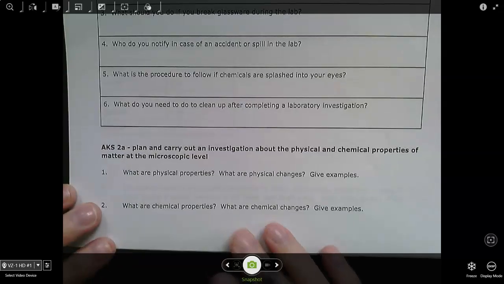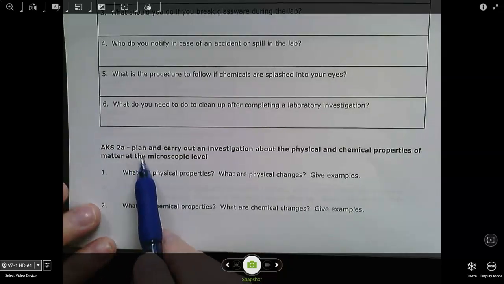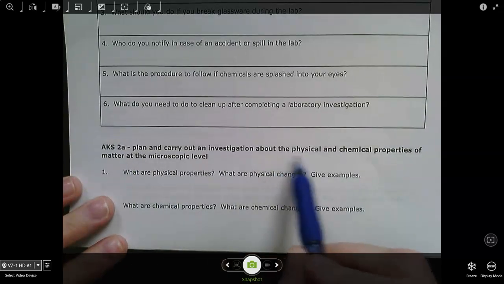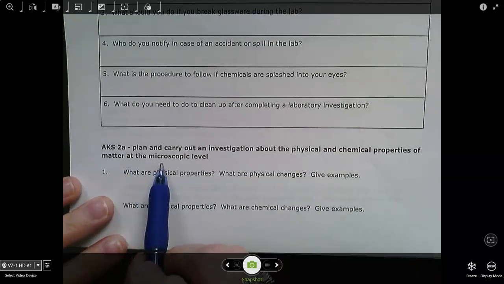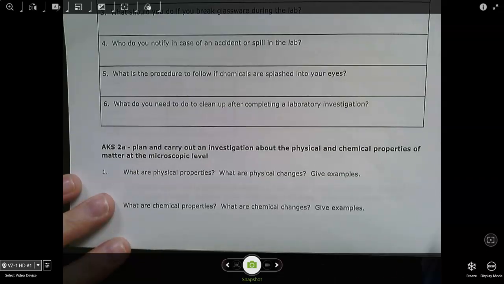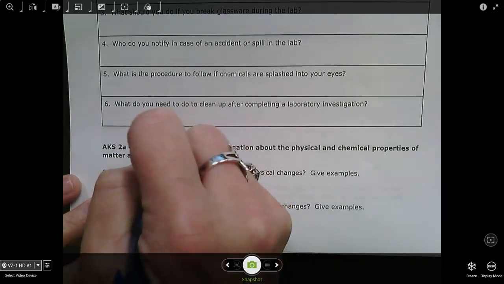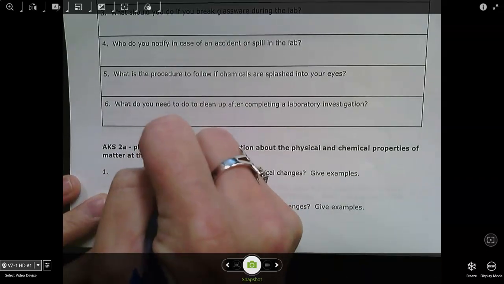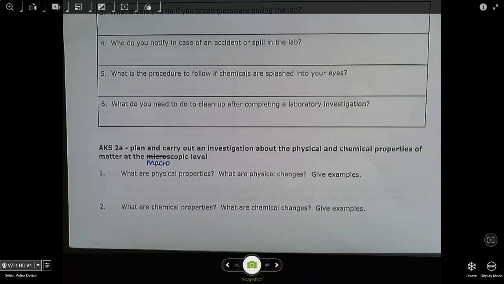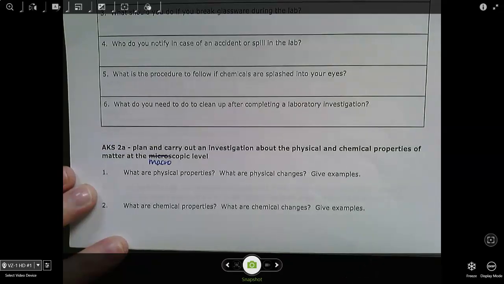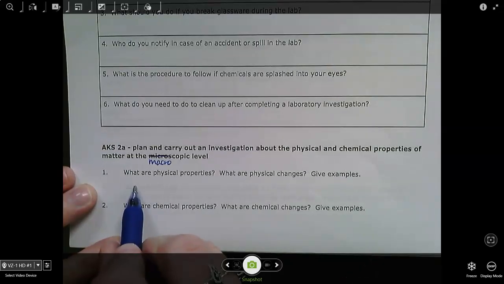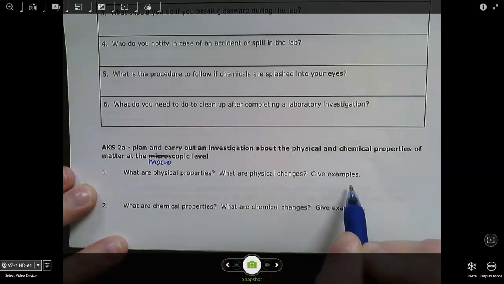And in this video, we're going to look at AKS 2A. Plan and carry out an investigation about the physical and chemical properties of matter at the microscopic level. So, I believe actually that should be macroscopic, meaning that you can see it without the use of a microscope. So what are physical properties? What are physical changes? And give some examples.